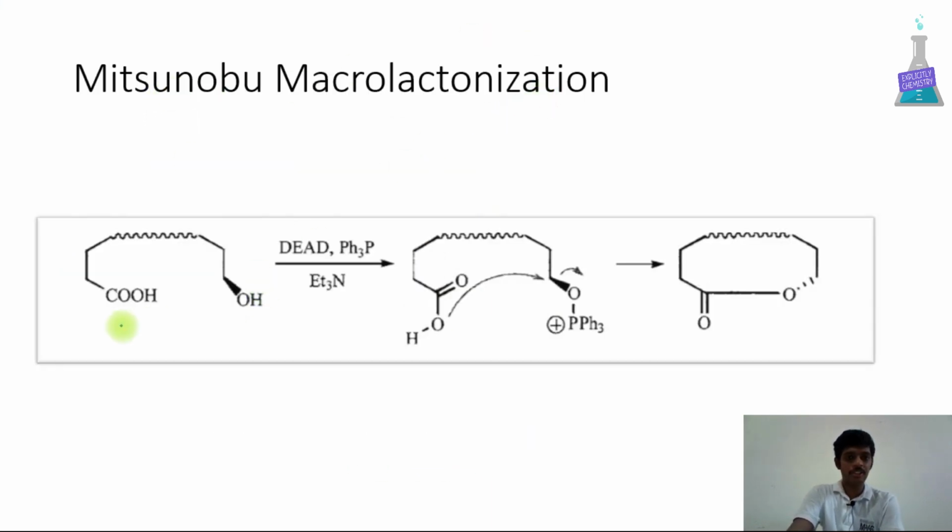Mitsunobu macrolactonization. This is the macrolactonization. This is the macromolecule. Here COOH is present and OH is present. Here the wedge is converted into dash. This is the solvent used, and diethyl azodicarboxylate and PPh3 are added here. This COOH will convert into C double bond O, and this will convert into dash projection, and O will be there and the bond will be there. Thus this is the product. This is the Mitsunobu reaction.